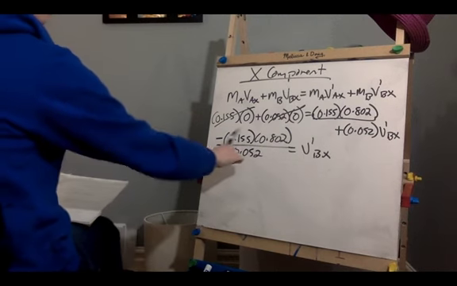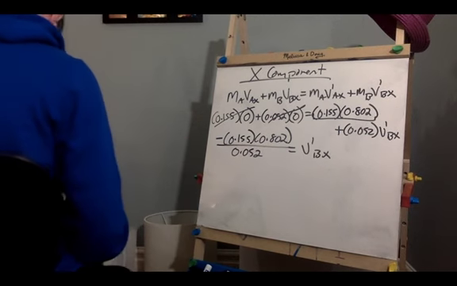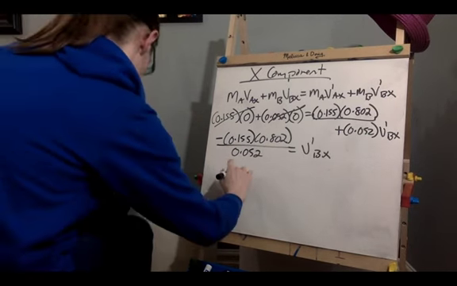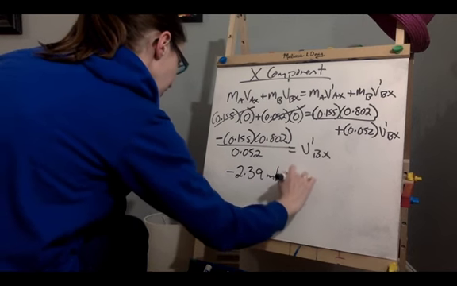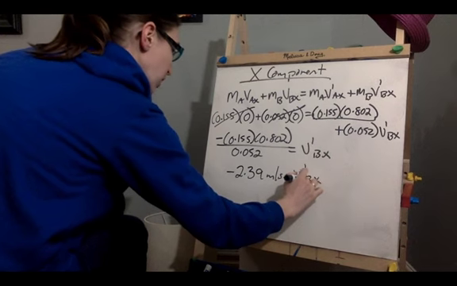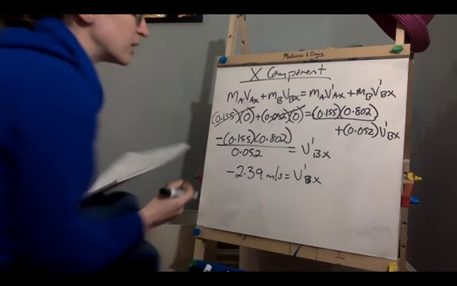Okay? So we multiply that together, we do the division, and we get a value here of negative 2.39 meters per second is equal to our v prime of the golf ball in the x.